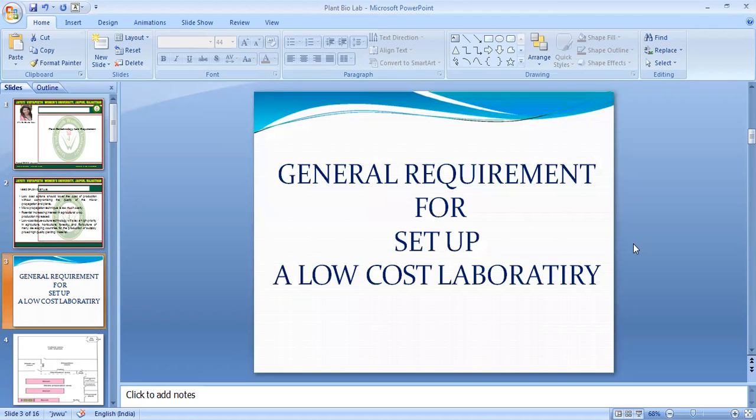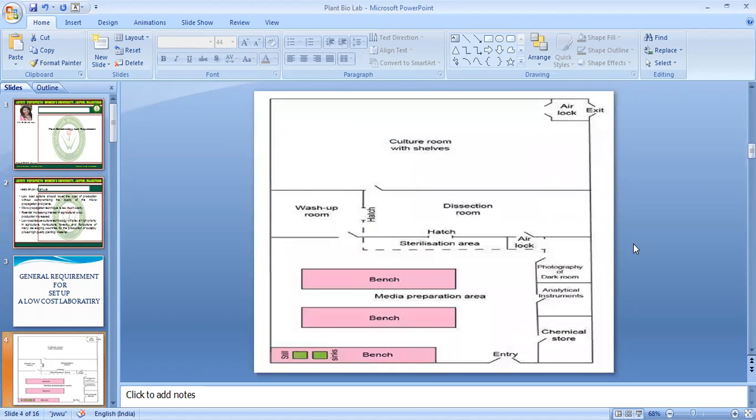General requirements for the setup of a low cost laboratory. Here is the flow diagram where you can see the entry region, where you will get the bench with a sink, and then the bench for the media preparation area. This is the chemical store. This is the analytical instrument area where the autoclave, pH meter, microscope and balance will be. This is the photography or dark room.